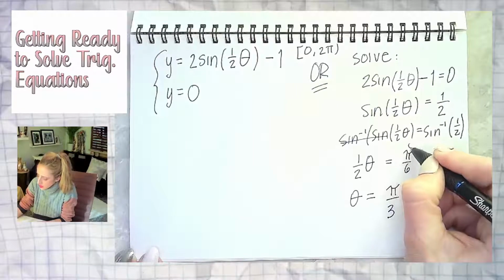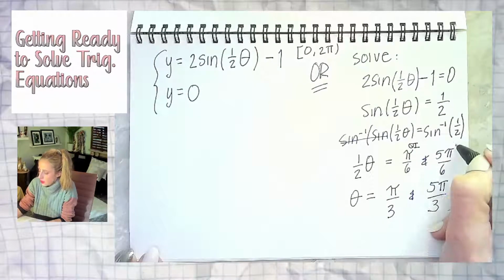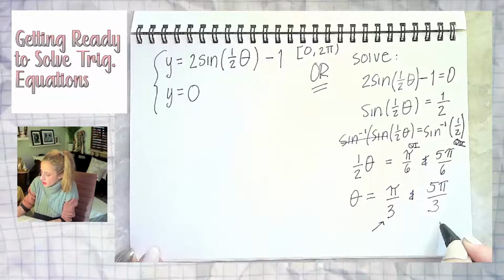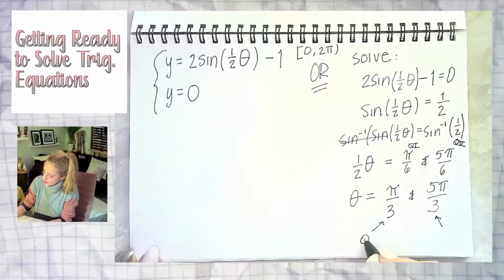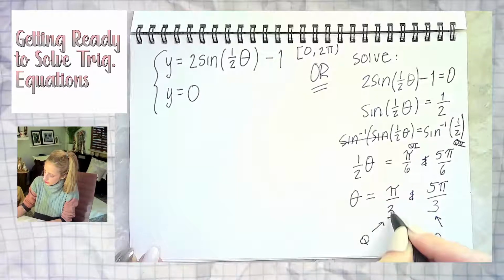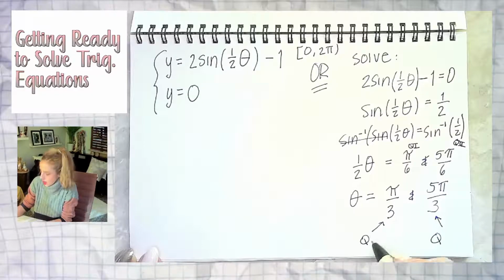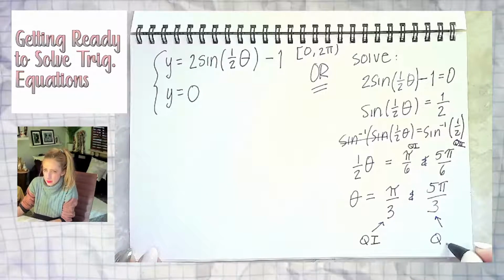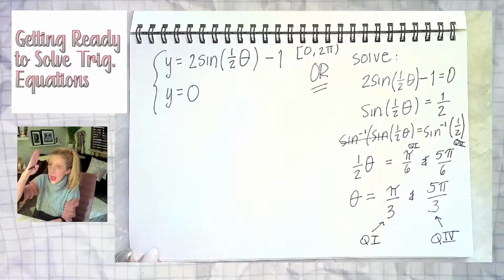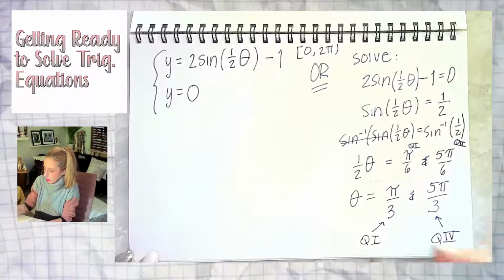Originally, pi over 6 is in quadrant 1. 5 pi over 6 is in quadrant 2. What quadrant are each of these answers in? Pi over 3 is in quadrant what? 1. Yeah. And what about 5 pi over 3? Quadrant 4. Quadrant 2 ends at pi, which would be 3 pi over 3. So it's definitely bigger than quadrant 2.